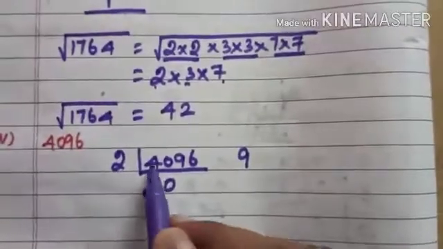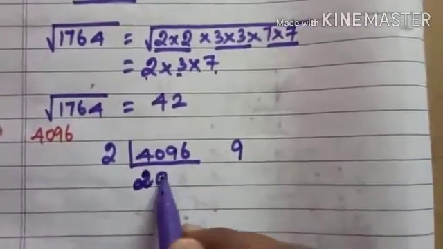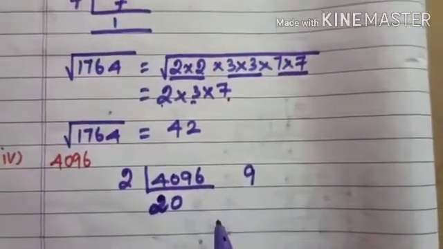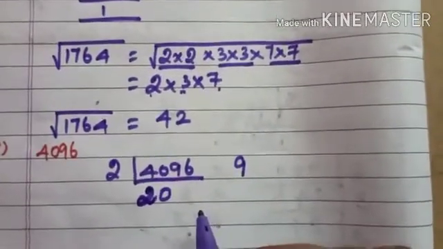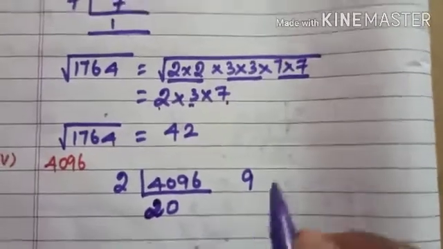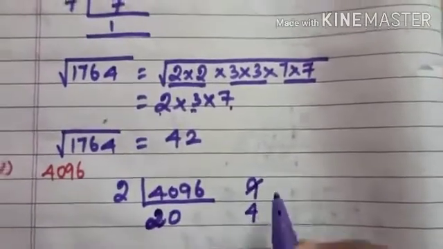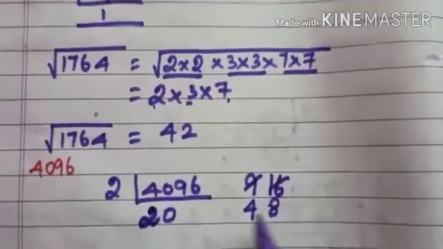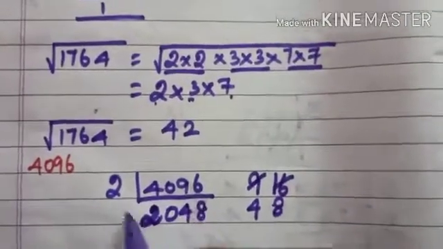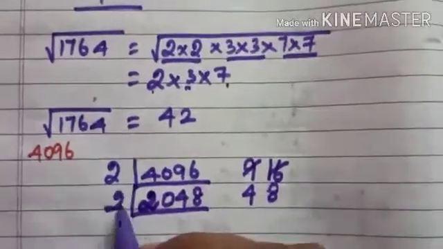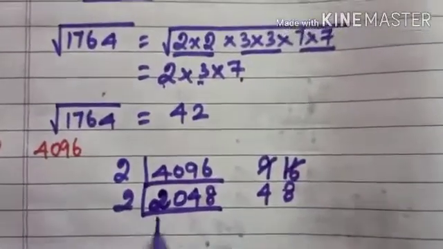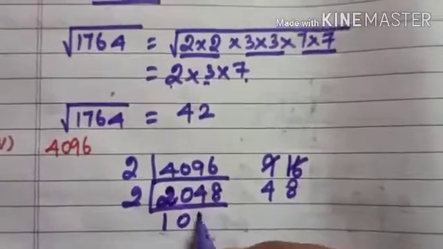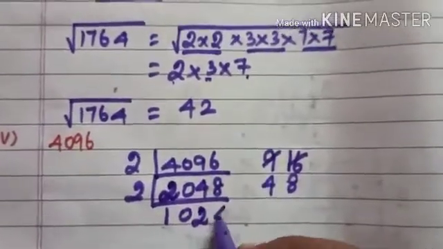So here 4 seems to be 2 times, 0 and 9. 9 means how many times? 3 times 6, 4 times 8, 5 times 10. So we take 4 times. Remaining 1. So here 6 means it becomes 16. 8 times. So now it is 4, 8. Again you continue with the 2. So 2 means how many times? 1 time. 0. It is 2 times. 8, 4 times.